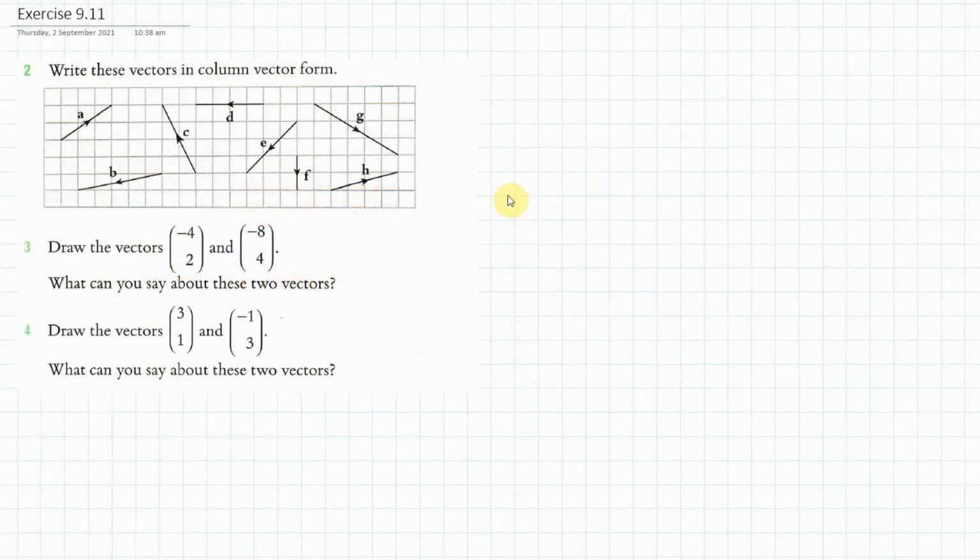Welcome IGCSE students. We're going to look at vectors. We're talking about column vector form. So let's have a look at question 2a.